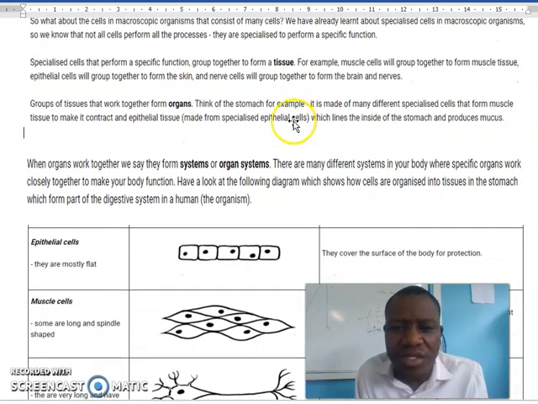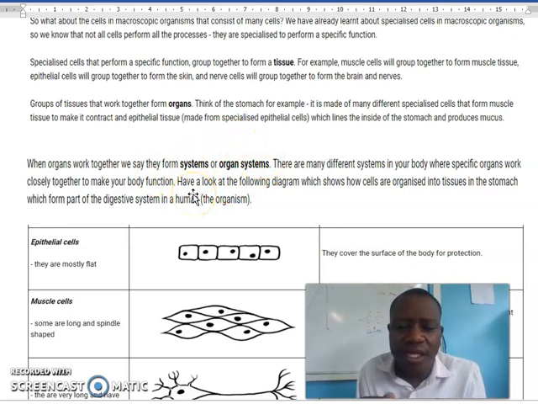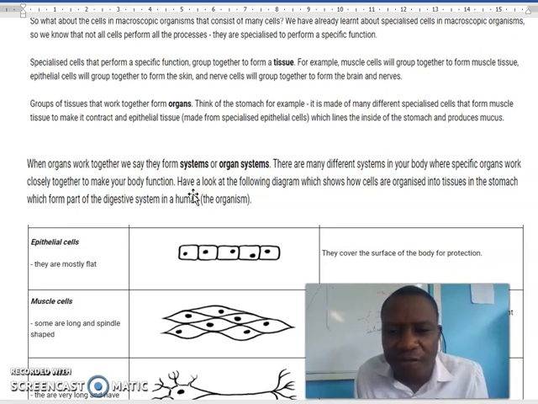Now, what happens to these systems should they come together? They form what we call an organism like the human being. A human being has seven distinct systems that are inside the body. I'm going to shortly show you the seven systems that you must know: drawing, labeling, giving functions of each organ on those seven bodily systems which make up an organism.